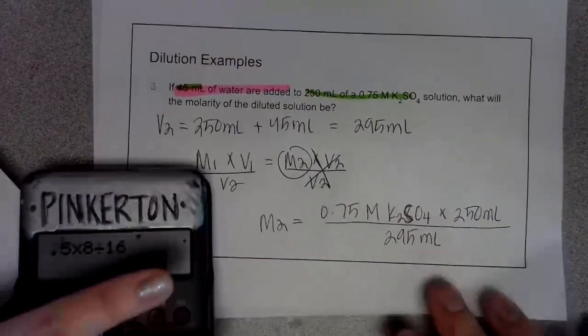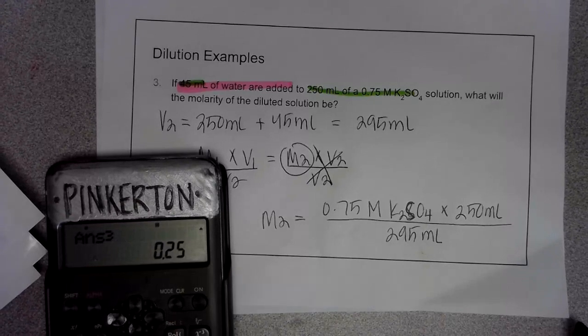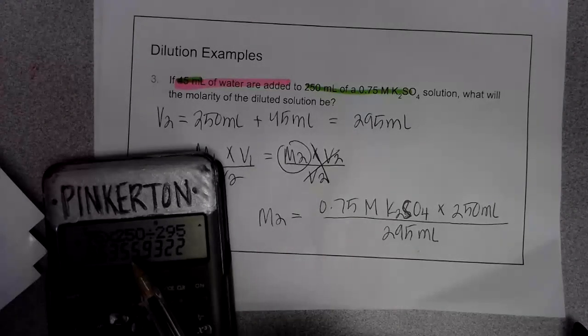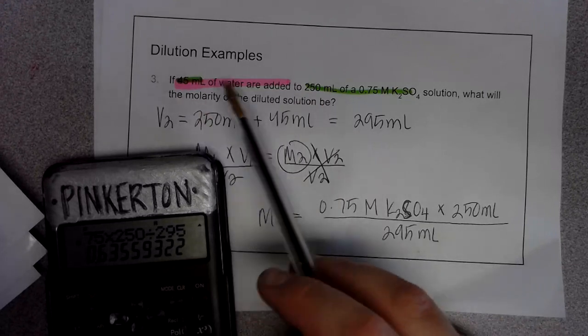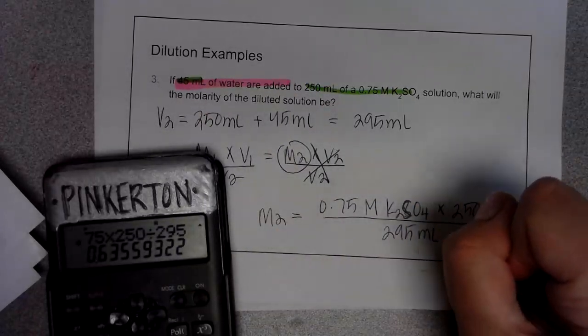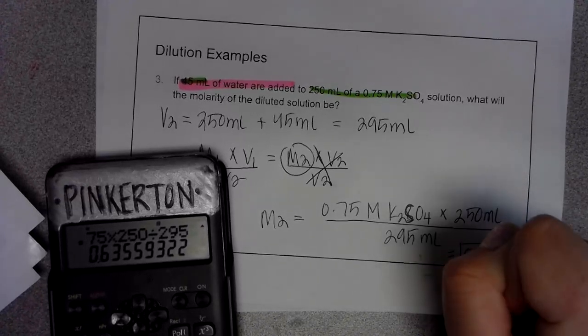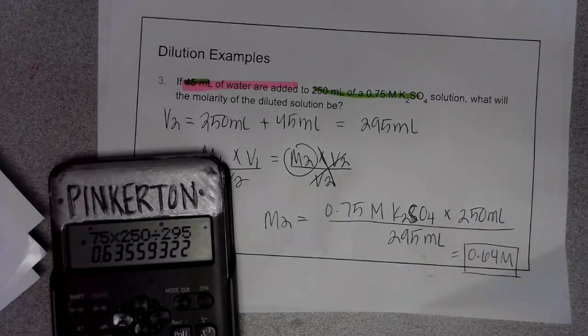So 0.75 times 250 divided by 295 gives me 0.63559322. I'm looking for two significant figures, so we're going to say 0.64 molar. All right, and that is how you do your dilutions calculations.